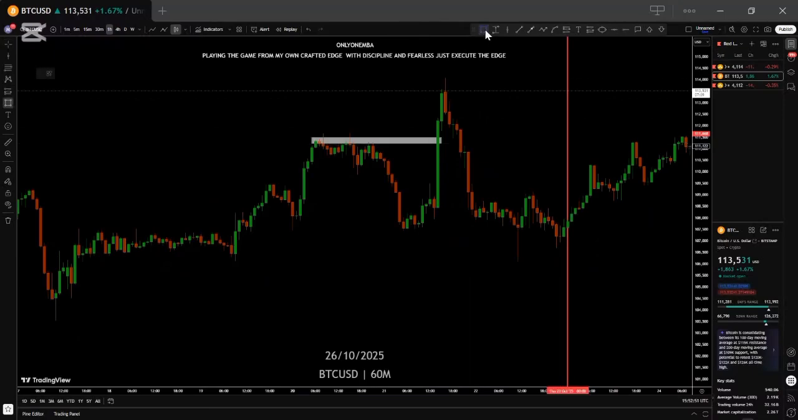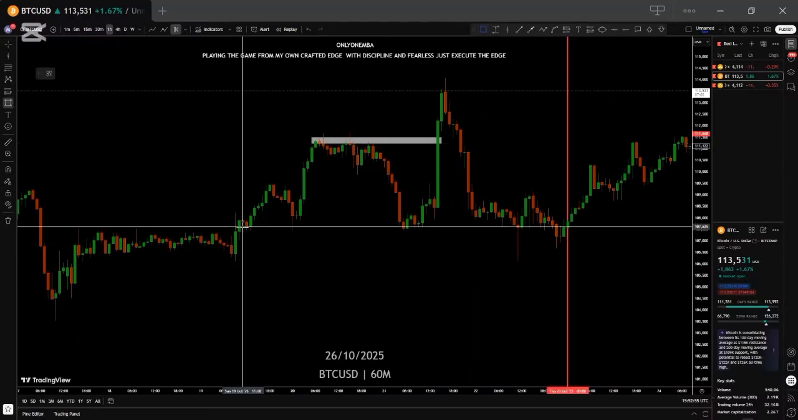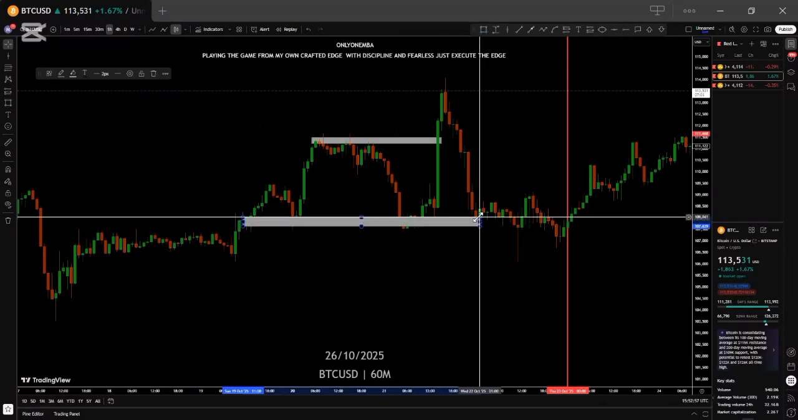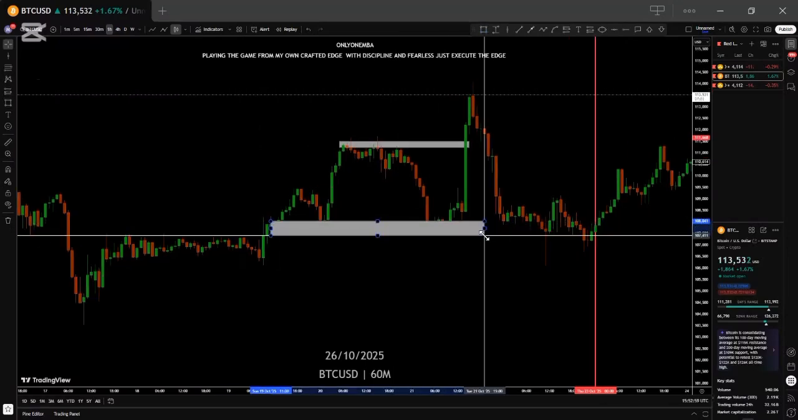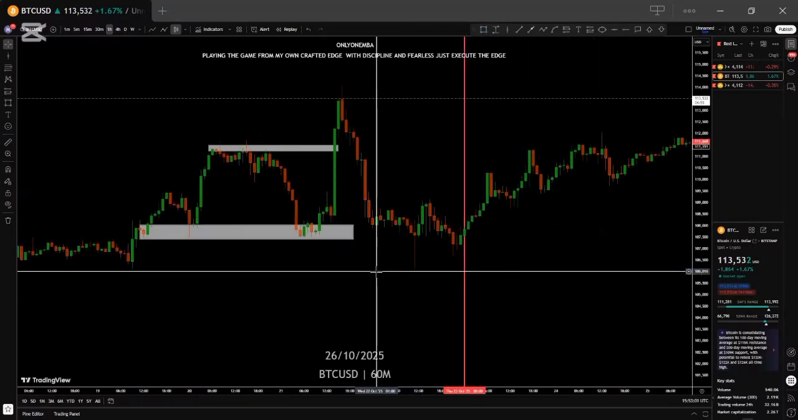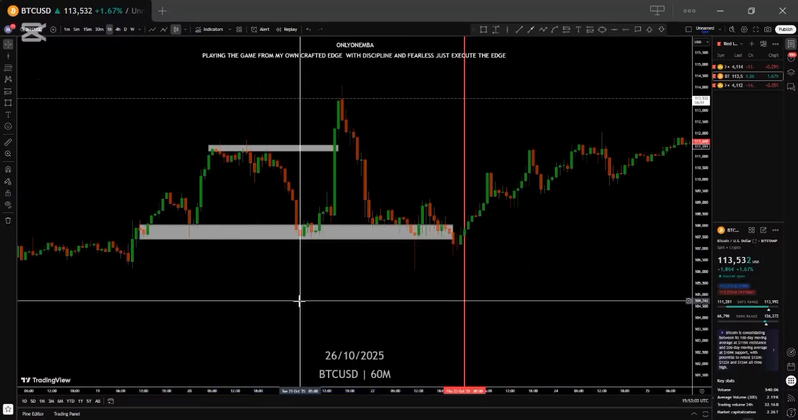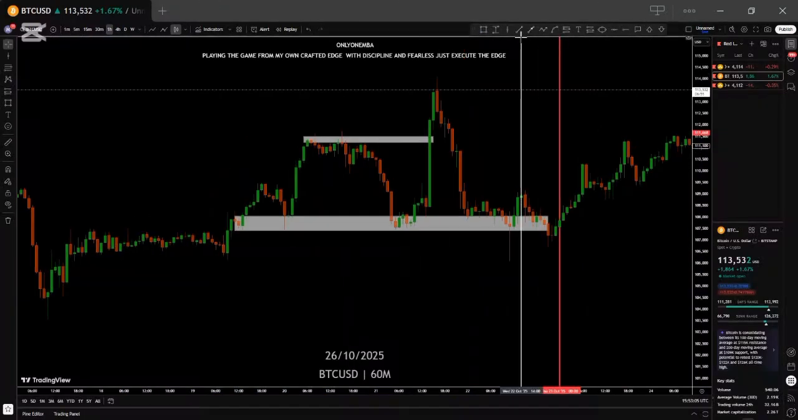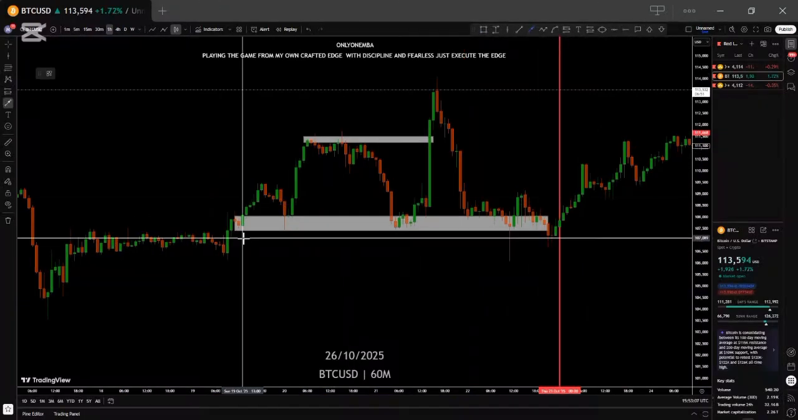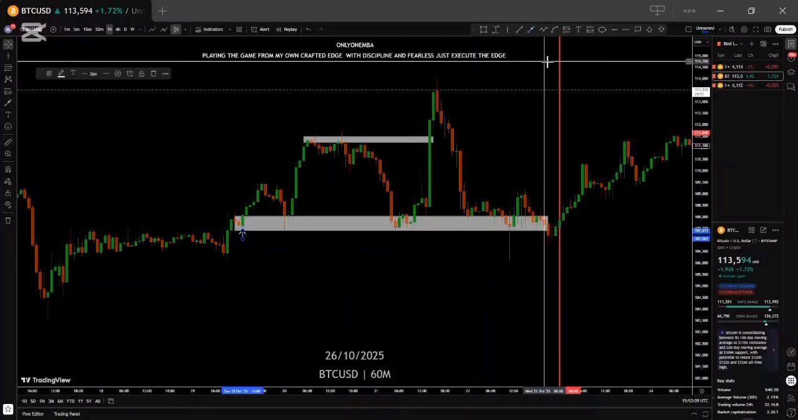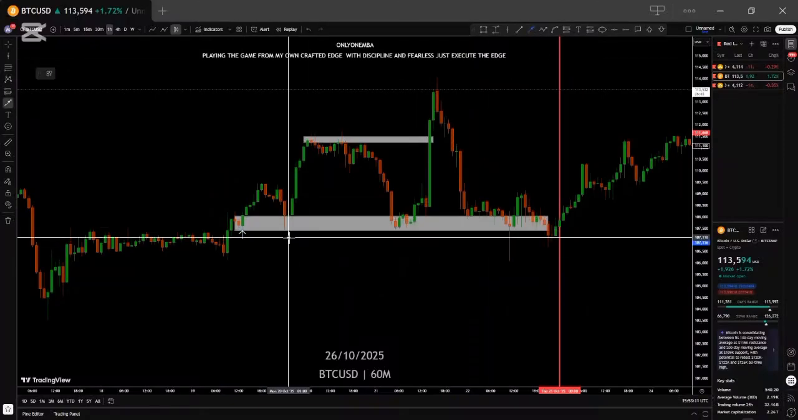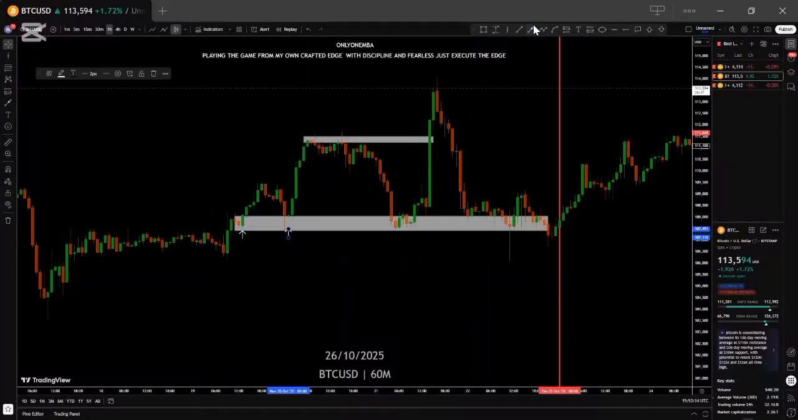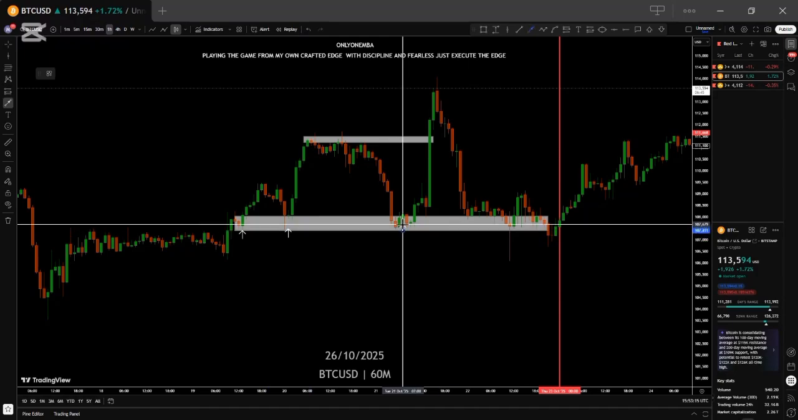So what I paid attention to was this: notice price came to this support level. This point is a good demand or support zone, because why did I say so? Price has tested there multiple times. Okay, multiple times, like one time, twice. You can see the third time, which made the new high.